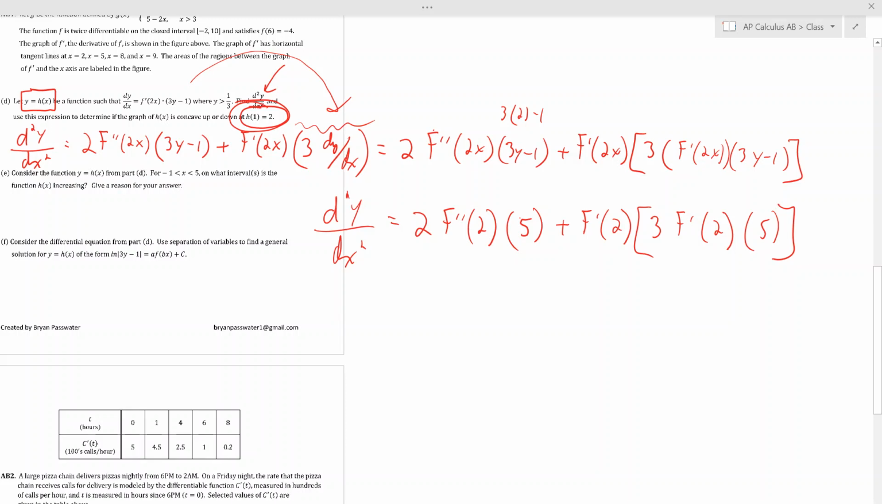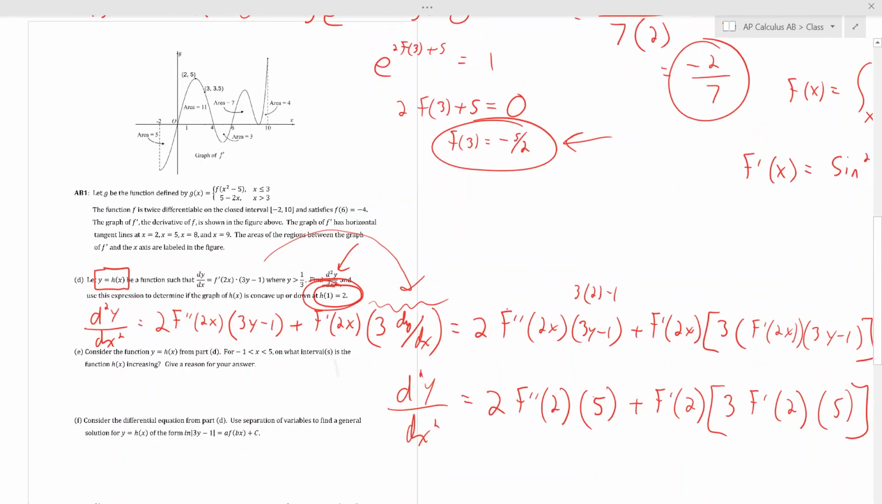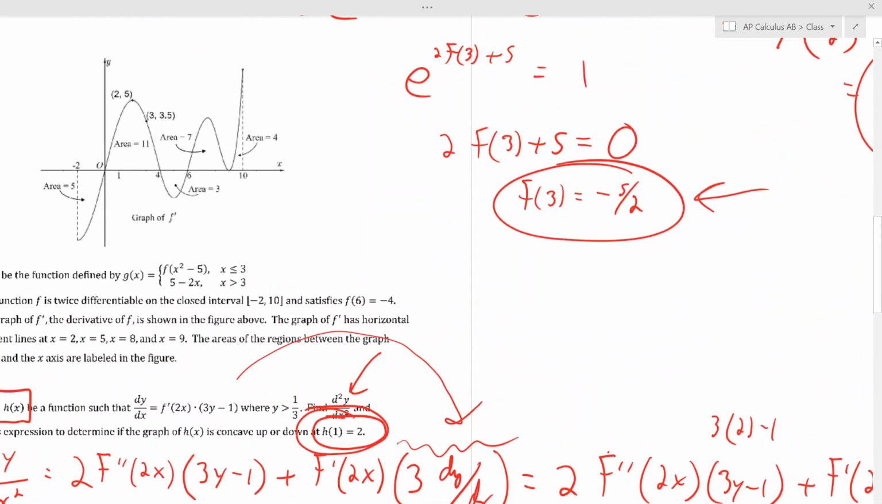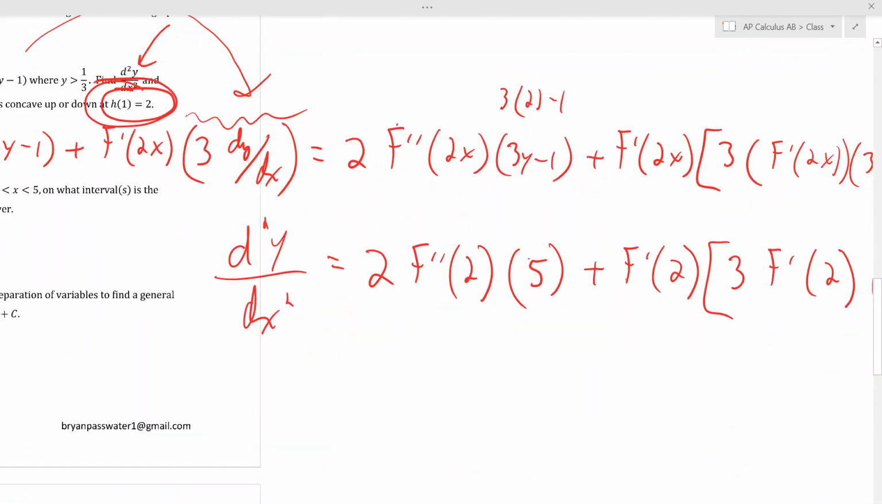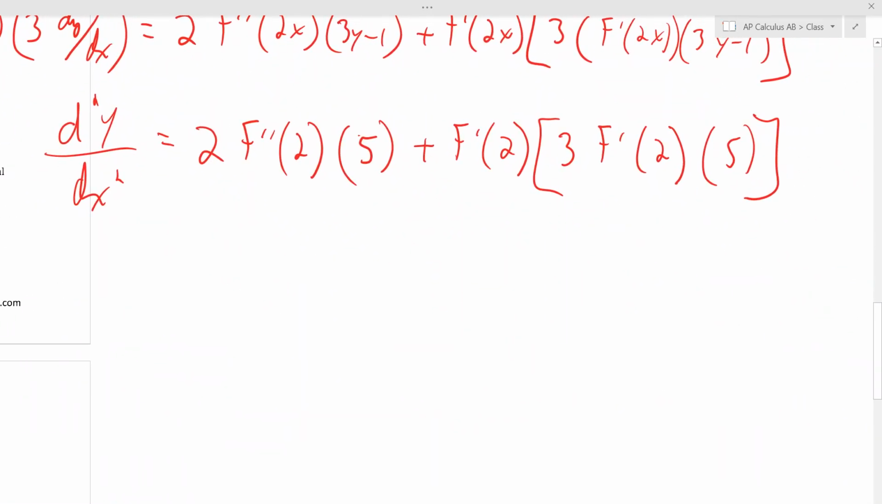Just kind of a pain in the butt. So we need f double prime of 2. If you come all the way up here, check it out. Here's f prime. At 2, f prime has a maximum, it has a horizontal tangent. That means the derivative of f prime is 0. That means f double prime of 2 is 0, which is nice, because it makes this whole thing go away.